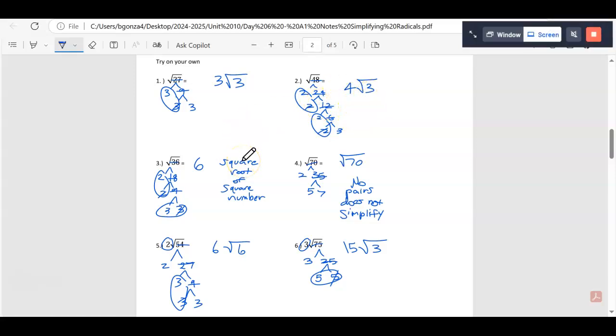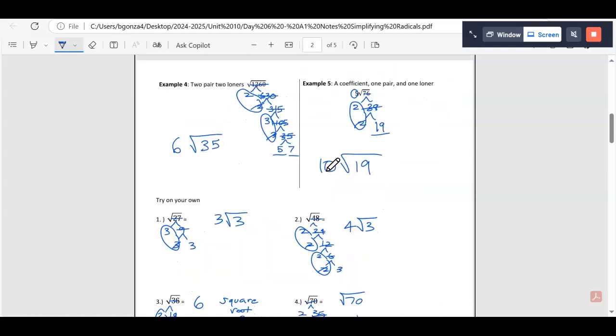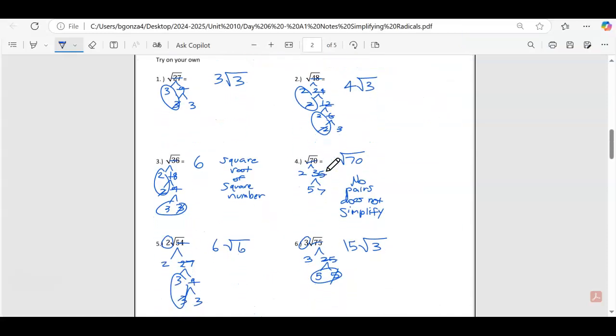Now 3 is weird, right? 3 only has pairs but no loner. So if there's no loner, then there's no square root. So that means it's just 2 times 3. But I want you to notice something. Don't we know what the square root of 36 is? Like, isn't that the first thing we did? The square root of a square number is a whole number. So that's why you want to just identify square numbers, because it'll save you some work.